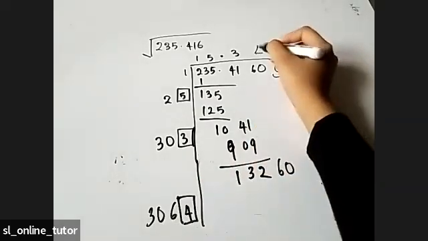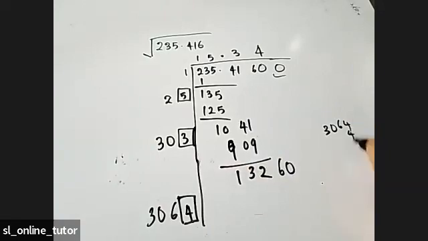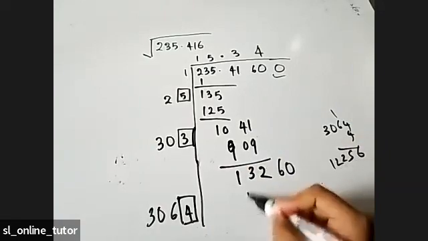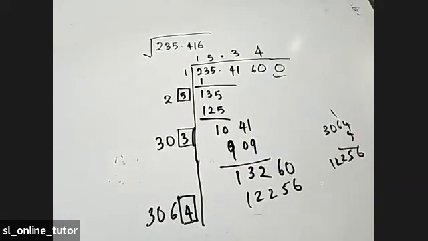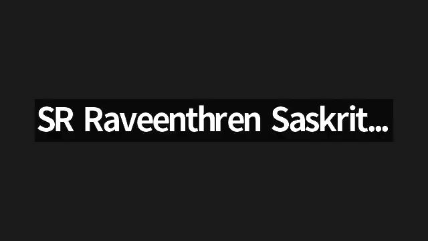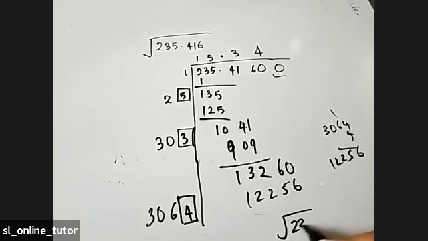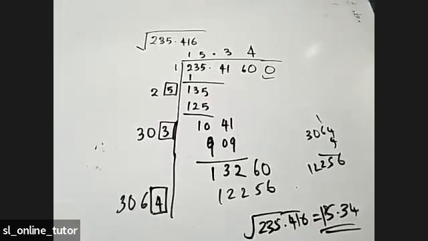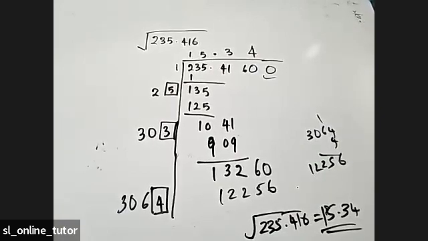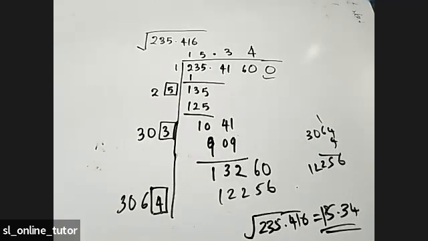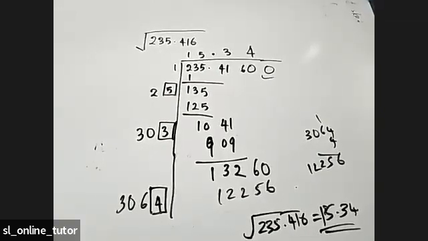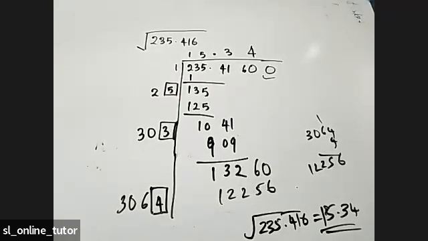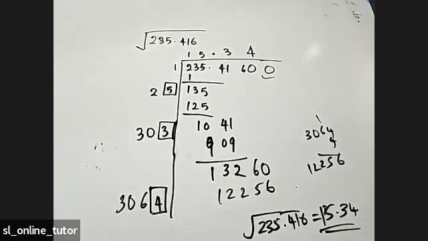If you take 4 here and multiply this by 4, what do you get? 12,256. Is it okay? Okay. Right. Answer 15.34. Is it correct, children? Yes, teacher. How many of you got the answer? Raise your hand. Only two, Shaskrit and Rukaya. Very good. Excellent. Now total your marks, children.